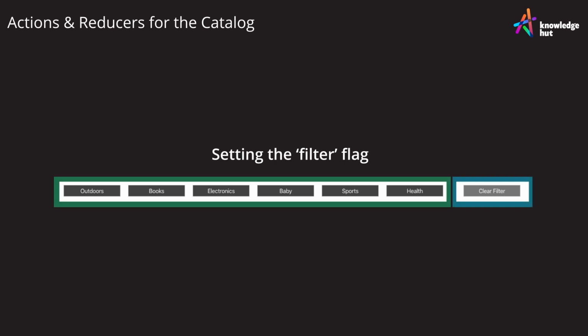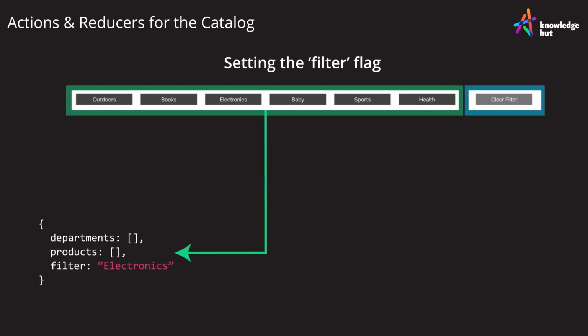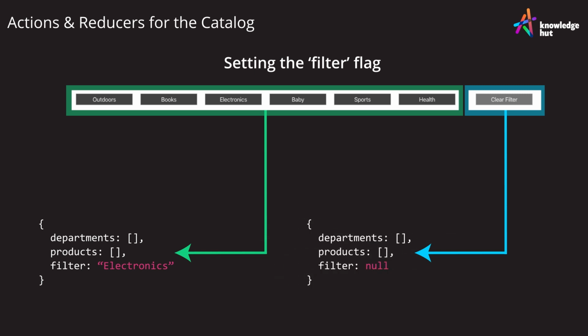We thus need two major mutation capabilities here. When a filter button is clicked, we need to set a flag named filter to the name of the department or category. Likewise, clicking on the clear filter button should reset the filter flag to null. The actual filtering of data can be done on the fly, and we don't need to do anything in Redux to that effect.